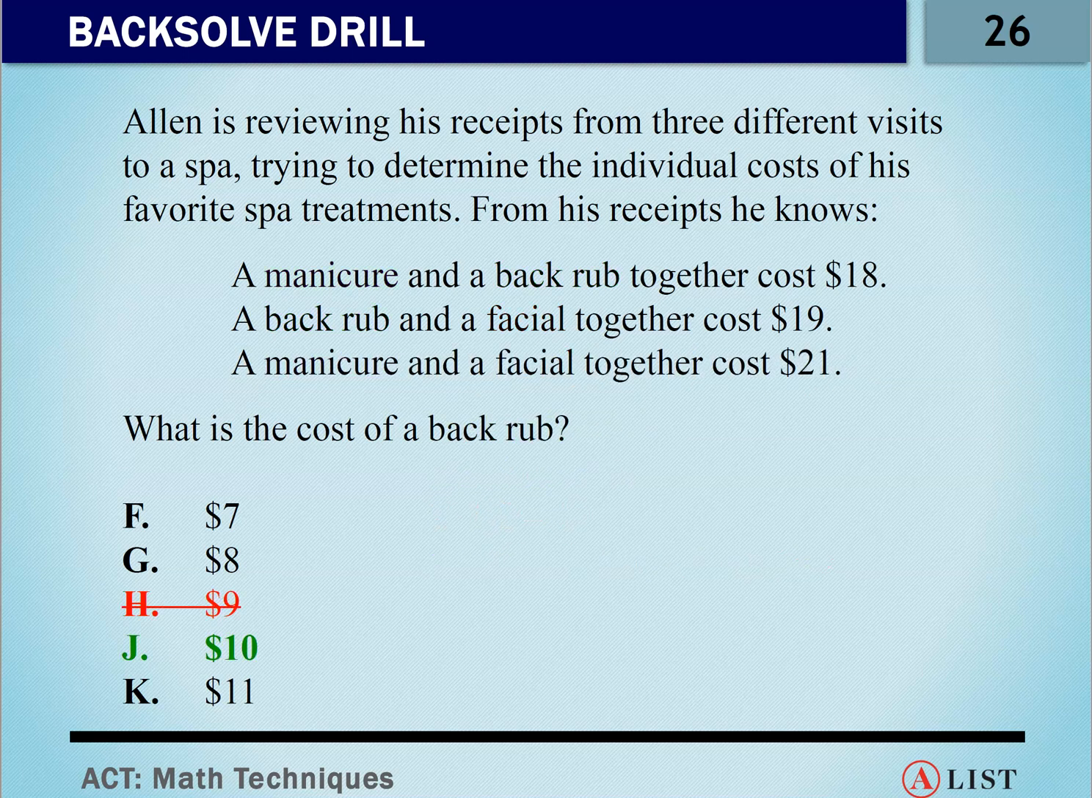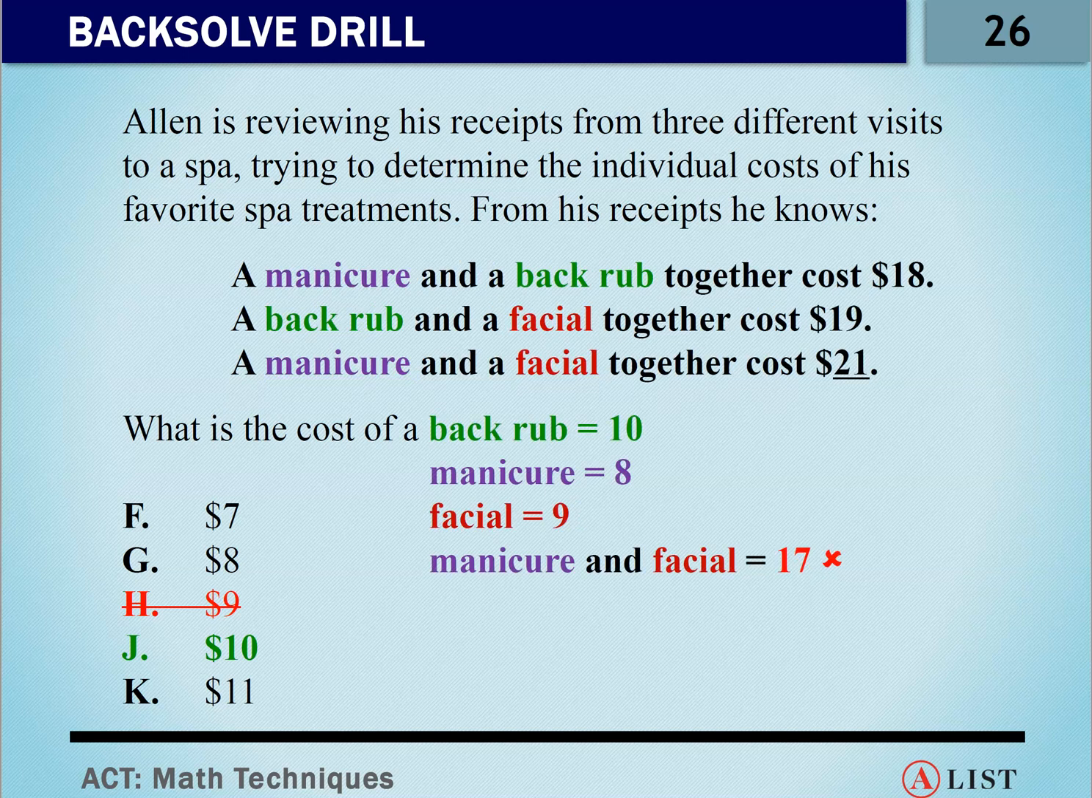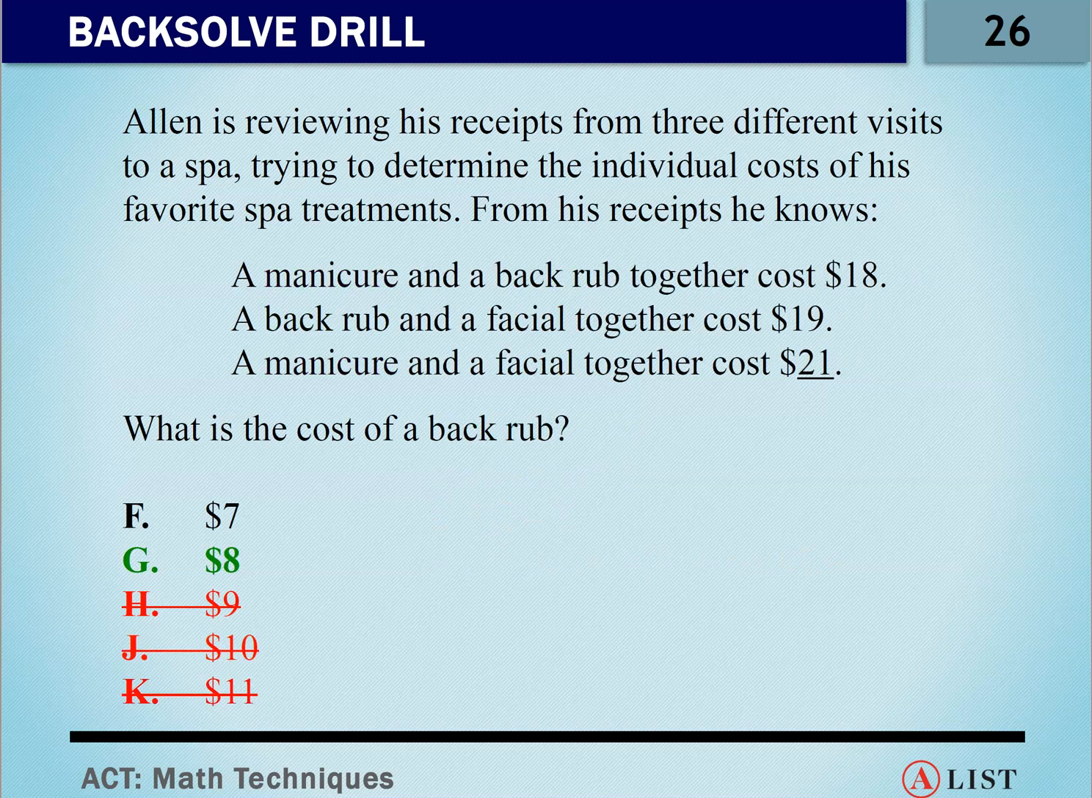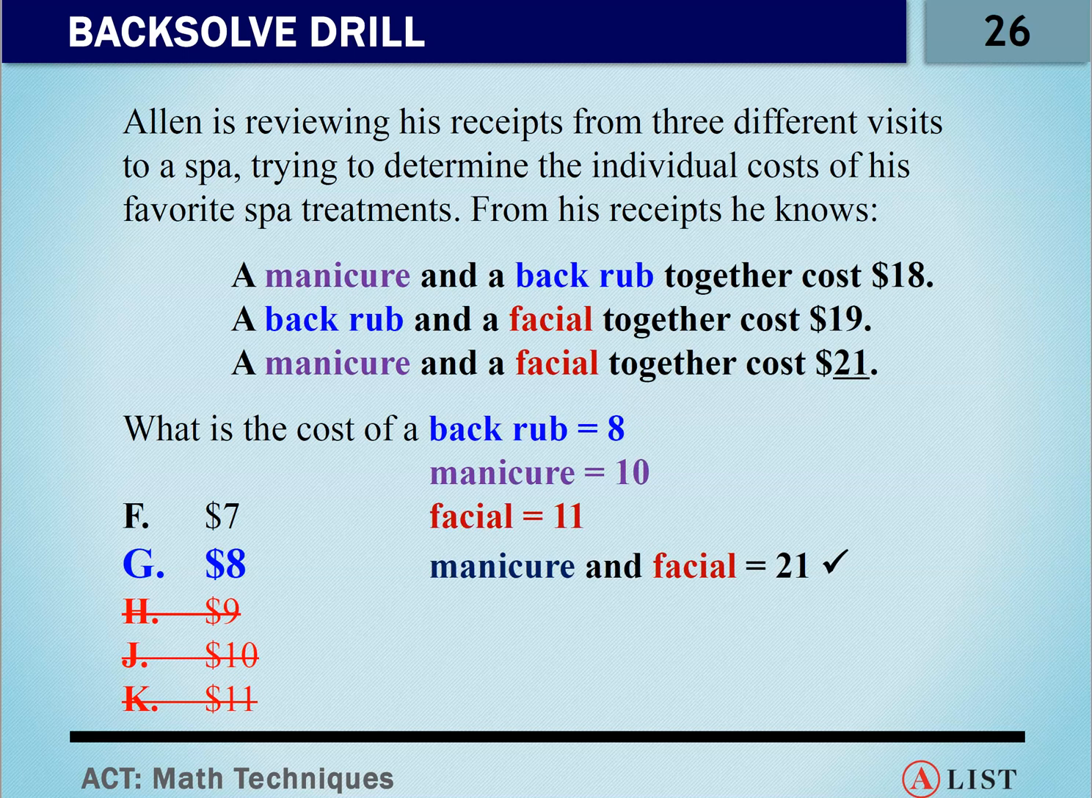So we're going to try 10. You go through that whole setup again. The manicure and the facial is 17, which is not enough. We want it to be 21. So we need to go down in the cost and try a back rub is $8, and that leads us to the manicure of 10, the facial 11. So the manicure and facial is 21.